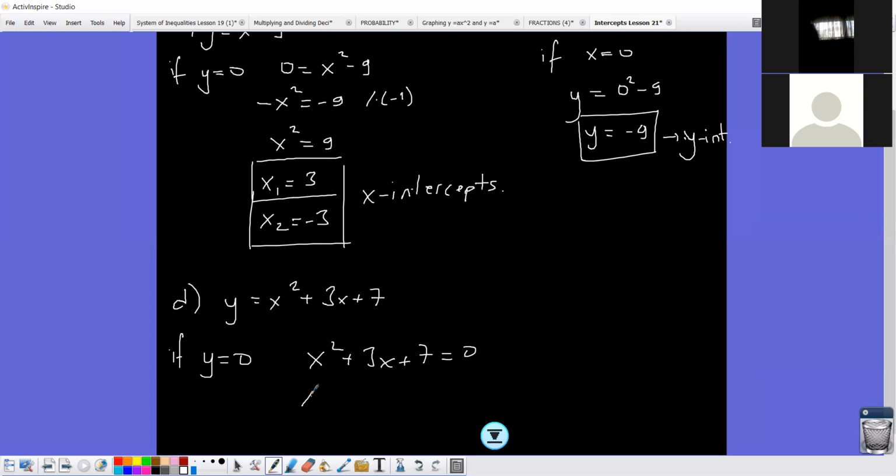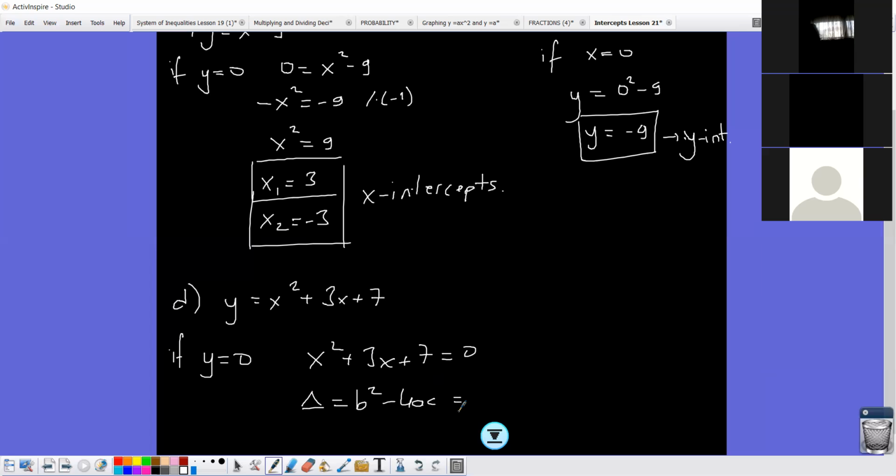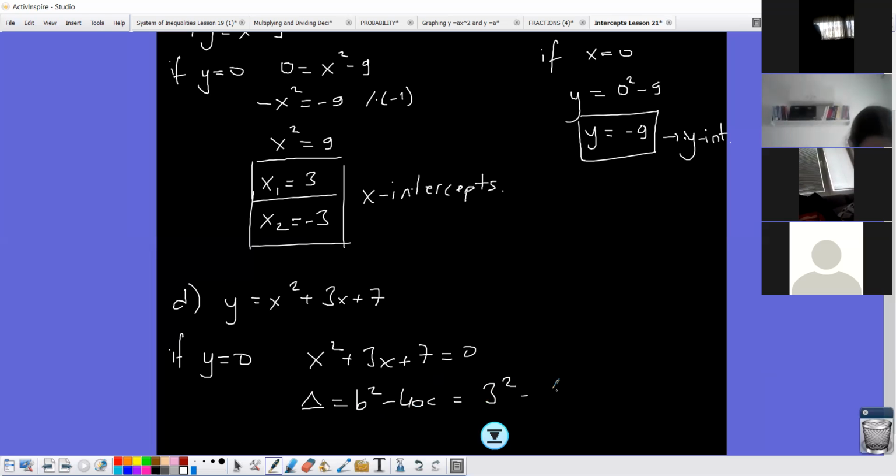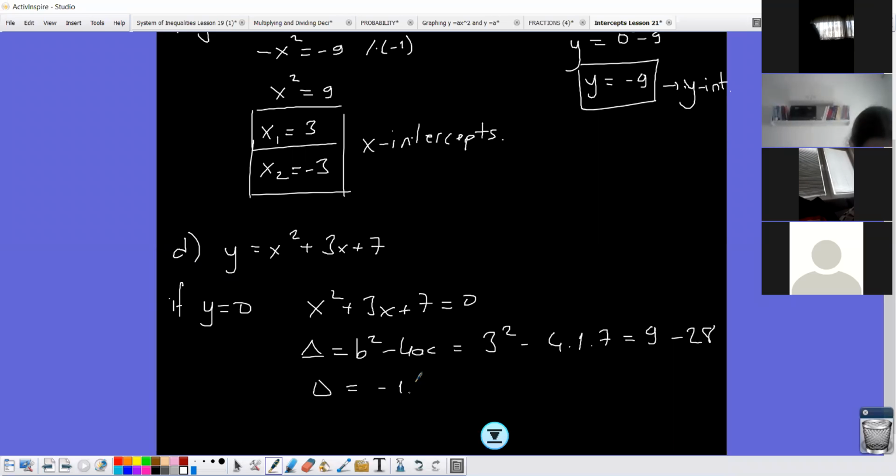So let's see the discriminant. Let's check the discriminant firstly. B squared minus 4AC. And what is B here? B is 3, so 3 squared is 9, minus 4 times 1 times 7. 9 minus 28 is minus 19. So it's less than 0. So no x-intercepts. There will be only y-intercepts. So it will not touch the x-axis. Okay, did we understand?